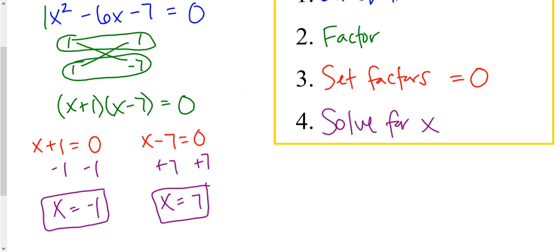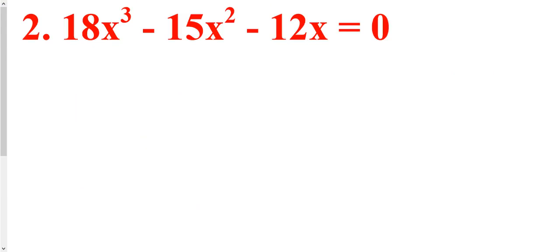Let's go ahead and look at number 2. Now, number 2 is already in standard form. I don't need to move anything over. I already equal 0. We're good to go. And now I need to factor. Looking at these 3, I recognize that they all have something in common. So I'm going to start by taking out a GCF.